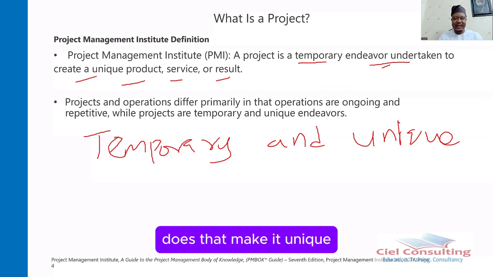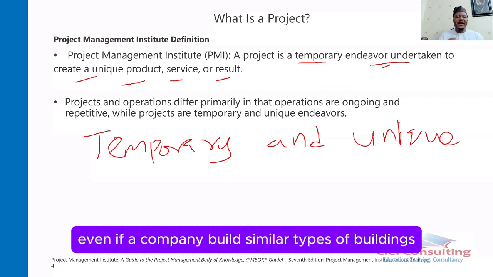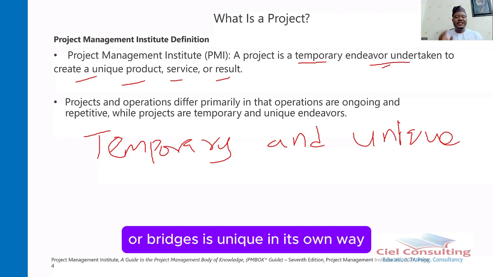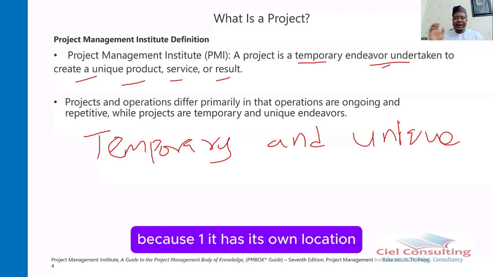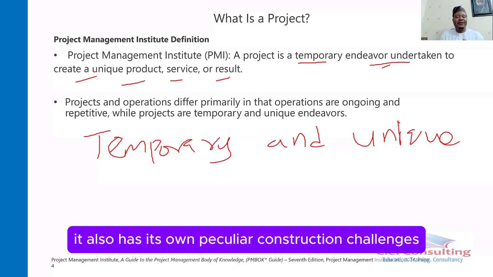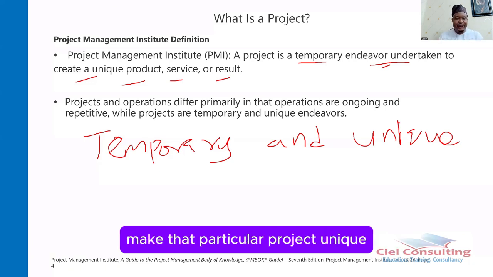Does that make it unique? The truth of the matter is no two projects are the same. Even if a company builds similar types of buildings or similar types of bridges, each of these buildings or bridges is unique in its own way because one, it has its own location, it also has its own design, and it also has its own peculiar construction challenges. All of these are part of the things that make that particular project unique.